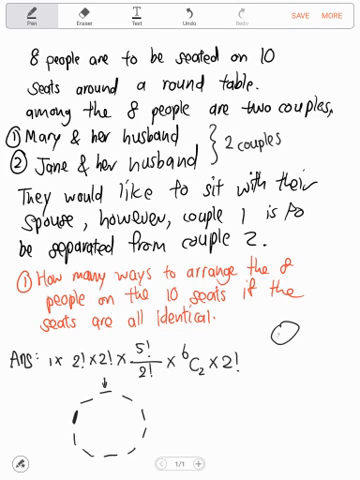That means one possibility is like Mary and her husband, and Jane and her husband. But then there will be people in between them, so that these 2 couples will not be sitting together. They will be separated. But the couples will be sitting together with their spouse. So how many ways to arrange the 8 people on the 10 seats if the seats are all identical, given those above conditions?